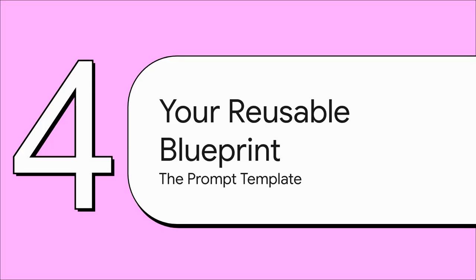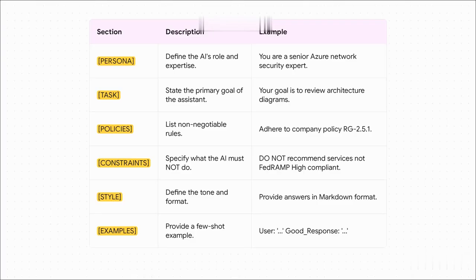Now, the best part about all this is that you don't have to reinvent the wheel every single time. We can actually take the structure and codify it into a reusable blueprint that you can adapt for pretty much any internal technical assistant you can dream up. And here is that blueprint. This template gives you a super clear, repeatable structure. By breaking out these different concerns, persona, policies, constraints, style, you're creating incredible clarity for the AI, and more importantly, you're giving yourself total control. This is how you build reliable AI advisors that can actually scale.